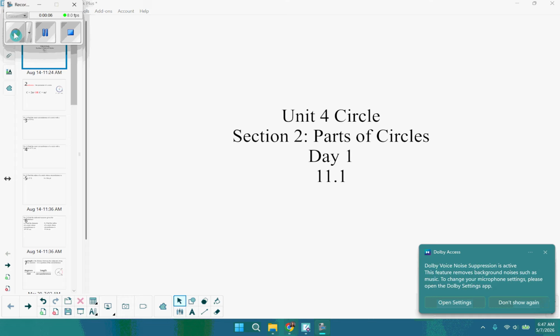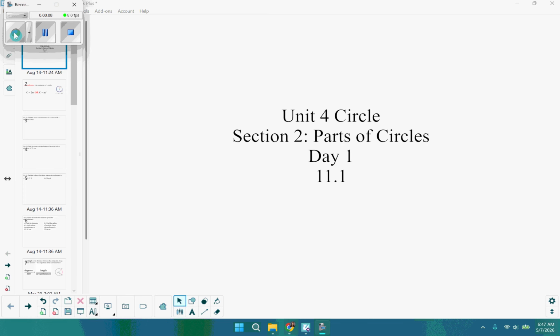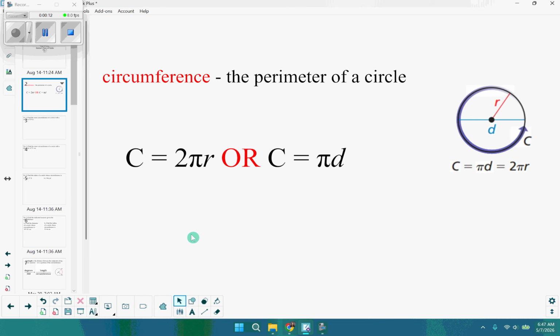This is day 1 of Unit 4, Part 2. We're going to do 11.1. So the circumference is the perimeter of a circle, and we could either use the radius or the diameter to calculate the circumference. So circumference would either be 2 pi times the radius or pi times the diameter. And remember, that's because 2 times the radius is the diameter.